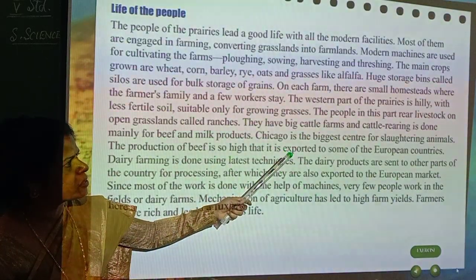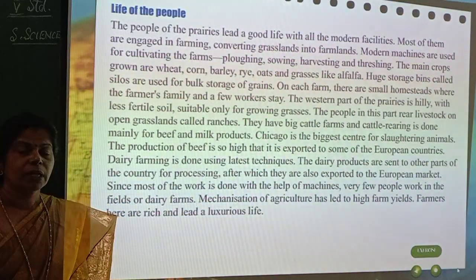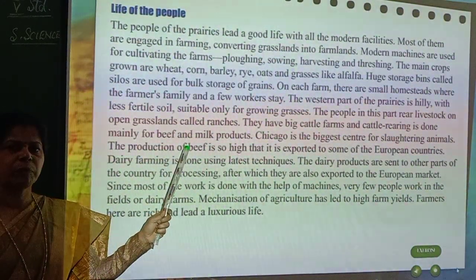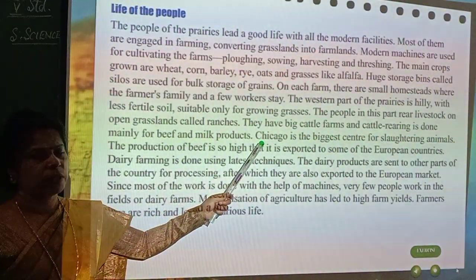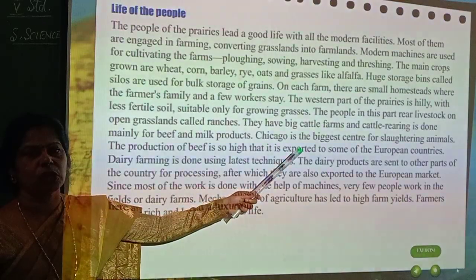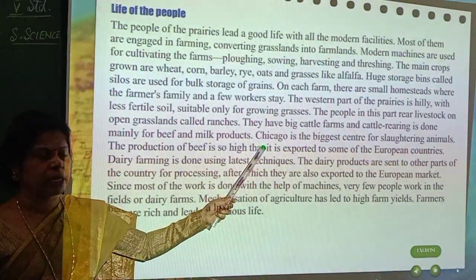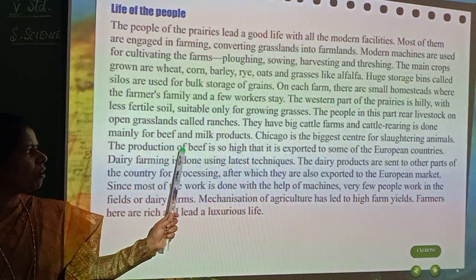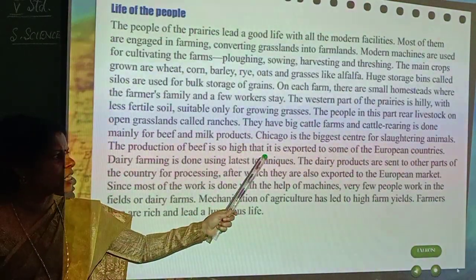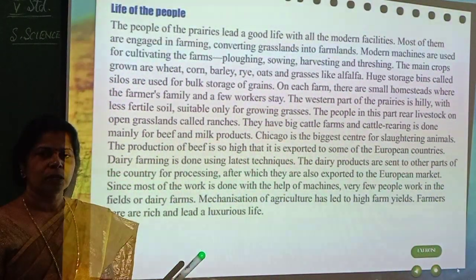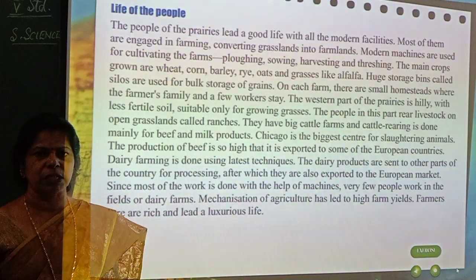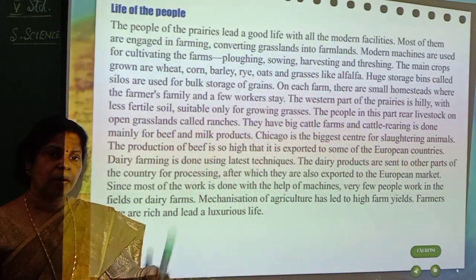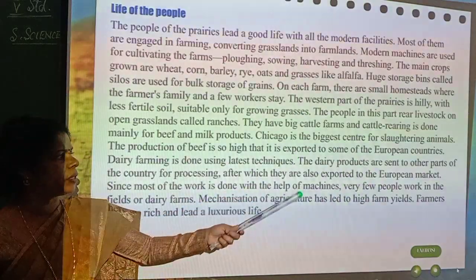Chicago is the biggest center for slaughtering animals. Slaughtering animals means killing the animals, to get the meat from animals. Which is the place? Chicago. Most of the animals are killed in Chicago, and from there the meat will be sent to other places. The production of beef is so high that it is exported to some of the European countries. Because they go on slaughtering the animals, especially the cows, that meat is eaten by those people also, plus they send it to other European countries.